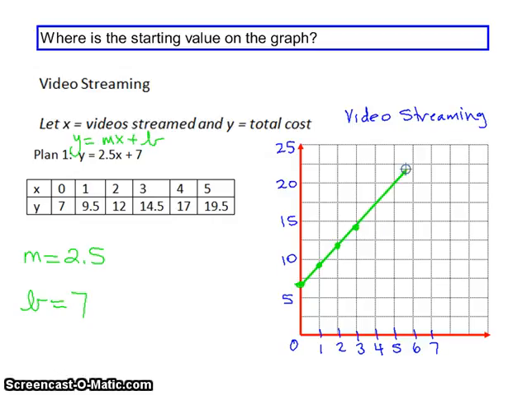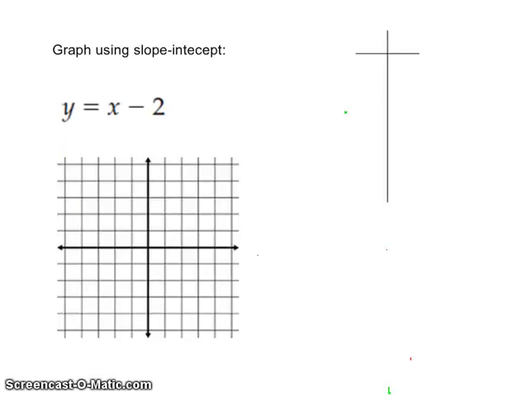So let's try one that's a little bit more abstract. So we want to graph using the slope-intercept form. So let's see what we know from our equation. So the coefficient of x is a ghost 1, so that's 1. So the slope is equal to 1, and the y-intercept is -2. So let's use those to graph. So always label your graph. And we'll start with the y-intercept. The y-intercept is -2, so I'm going to graph it right here.